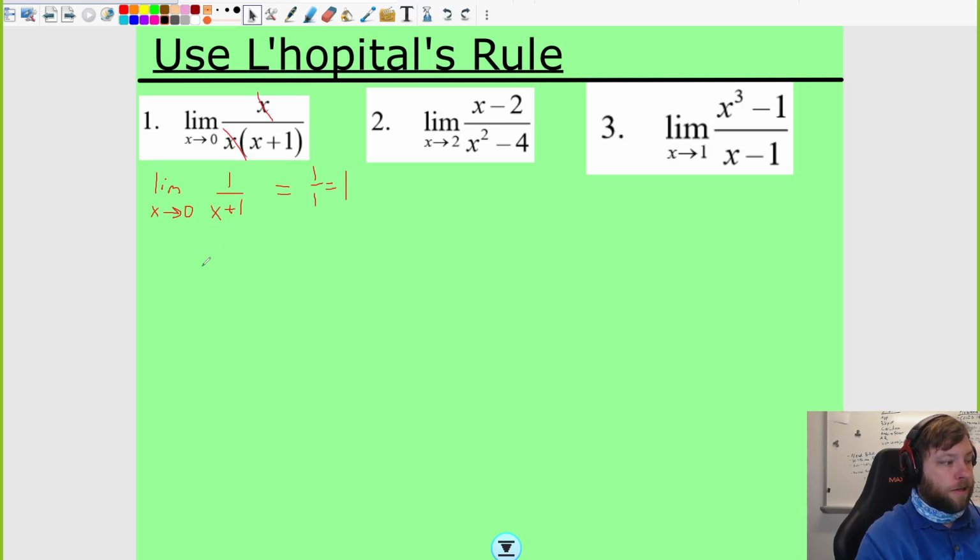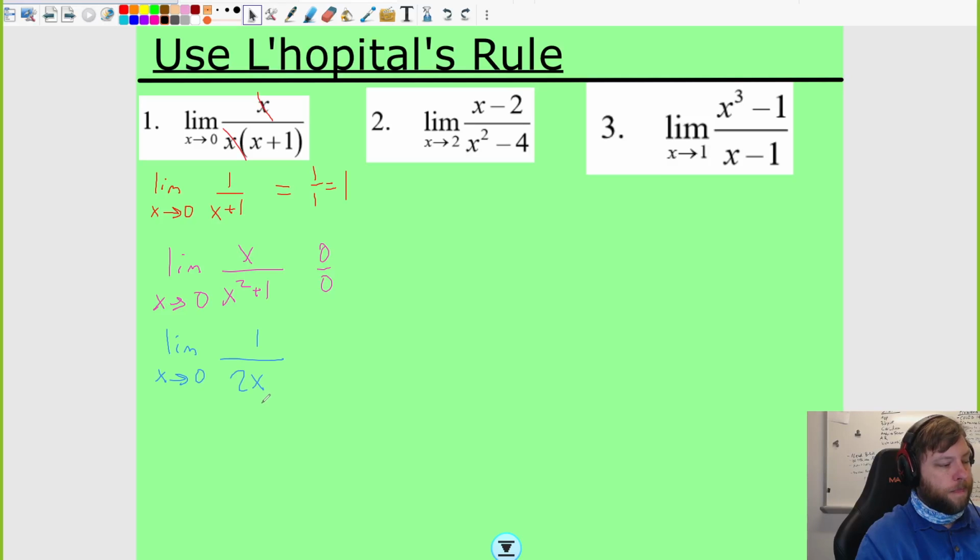Now, in the L'Hopital's rule way, let's imagine I distributed this out. This would be equivalent to the limit of x over x squared plus 1. Well, you plug in 0, you would get 0 over 0. So L'Hopital's rule is to derive the top and bottom. Derivative of the top is 1. Derivative of the bottom is 2x.